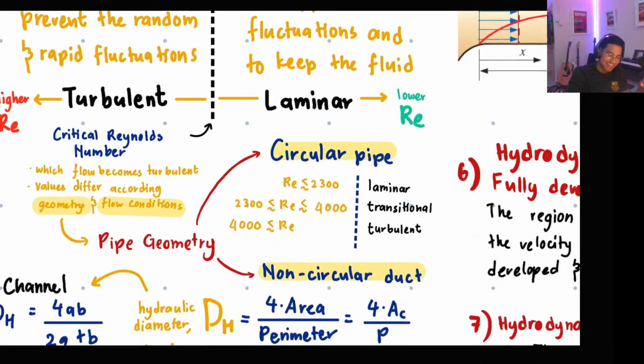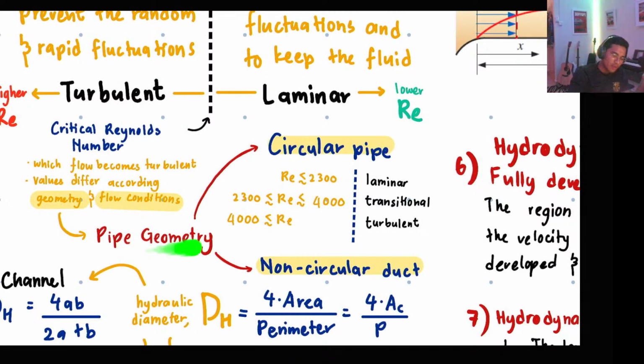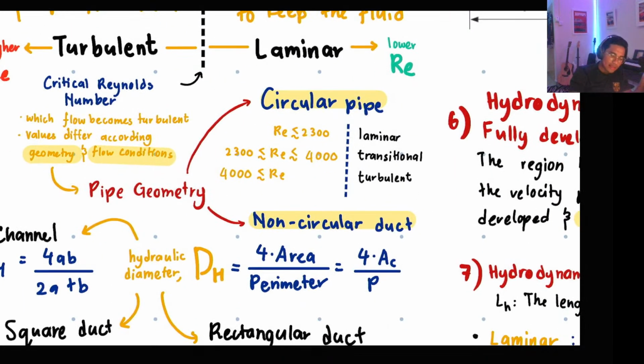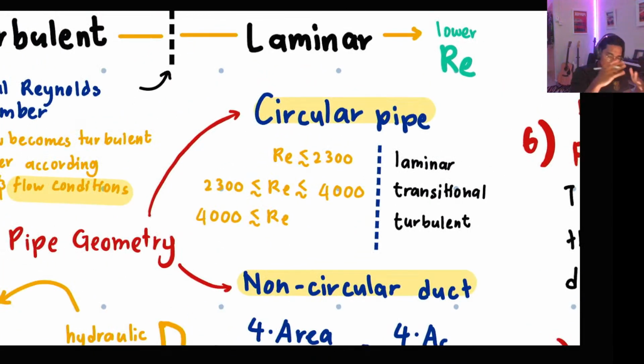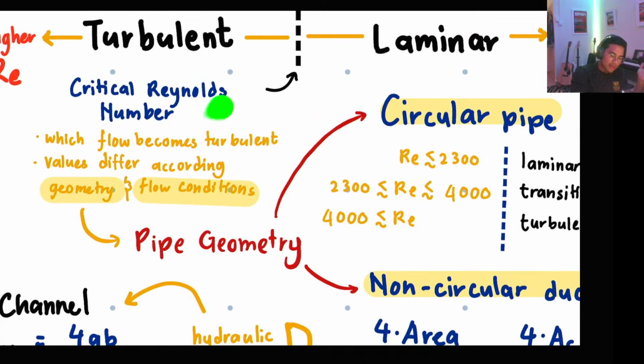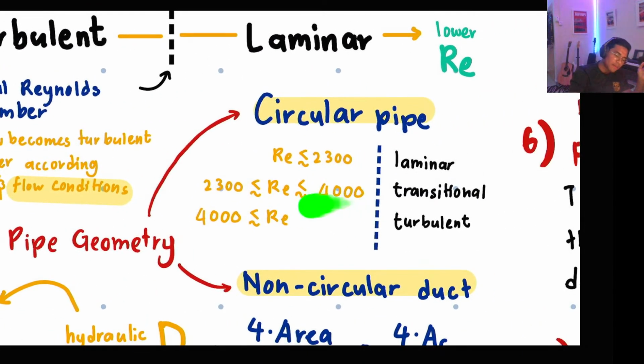The D is the geometry of the pipe, whether it's circular or non-circular. If it's circular, D is just the diameter of the pipe. So the critical Reynolds number for a circular pipe is 4,000.